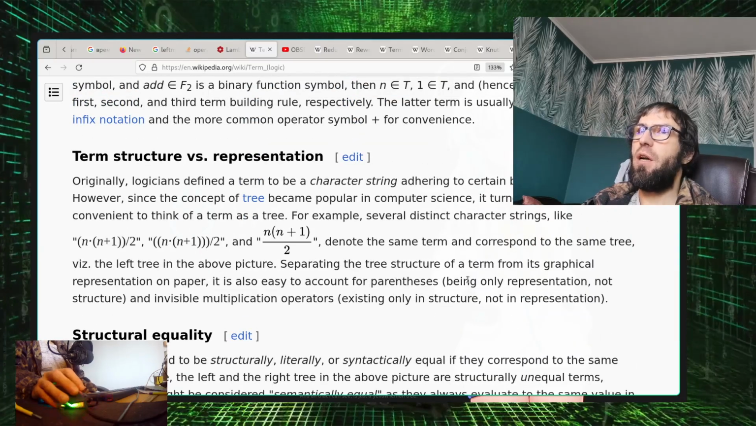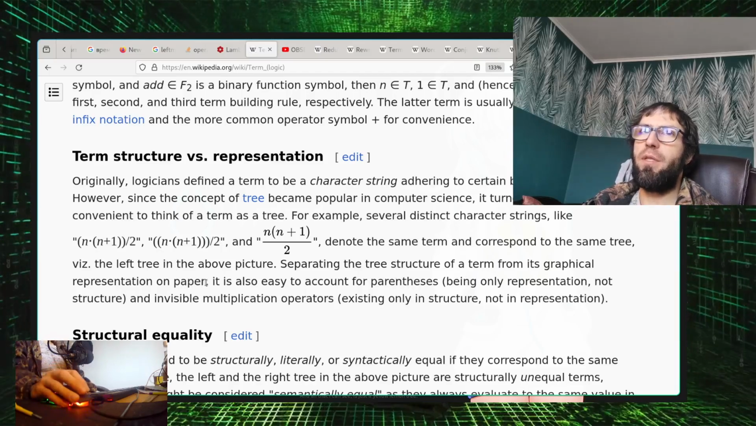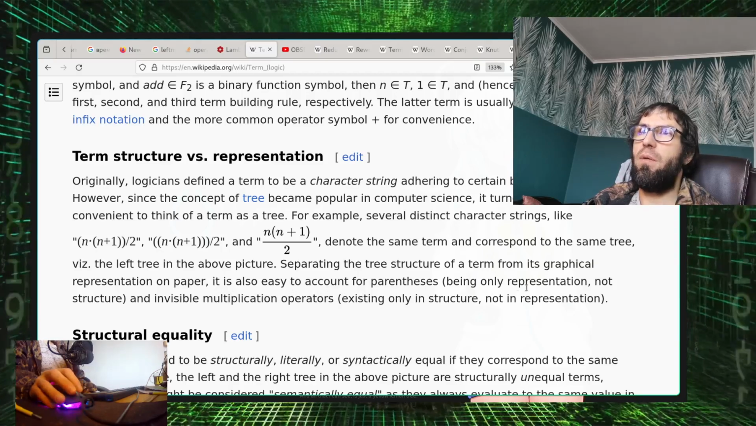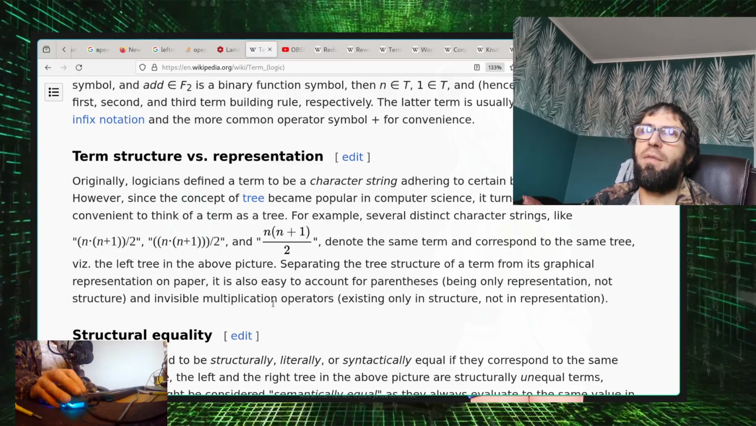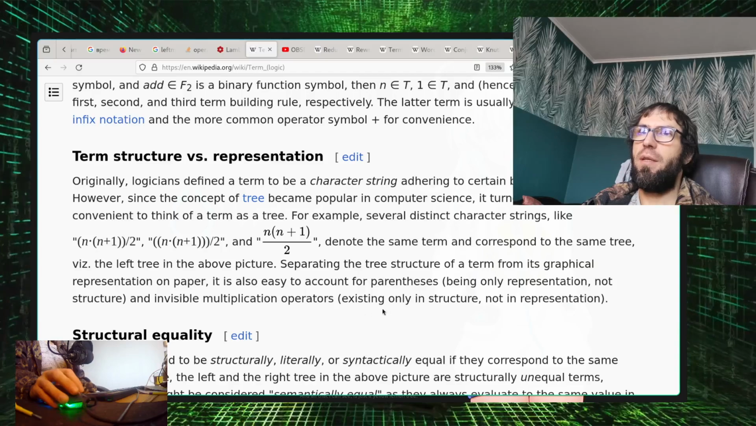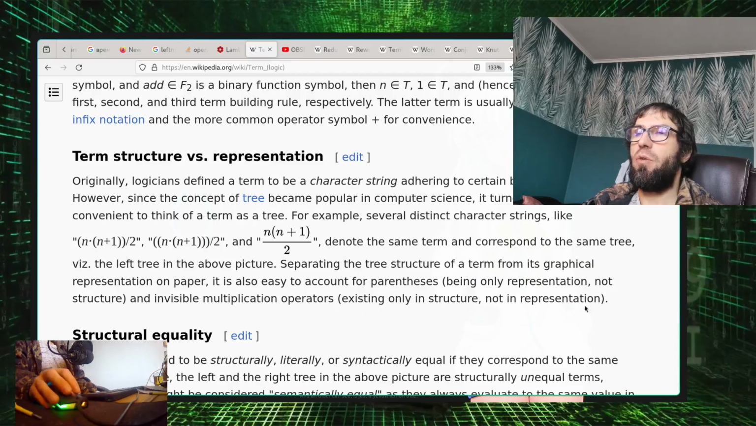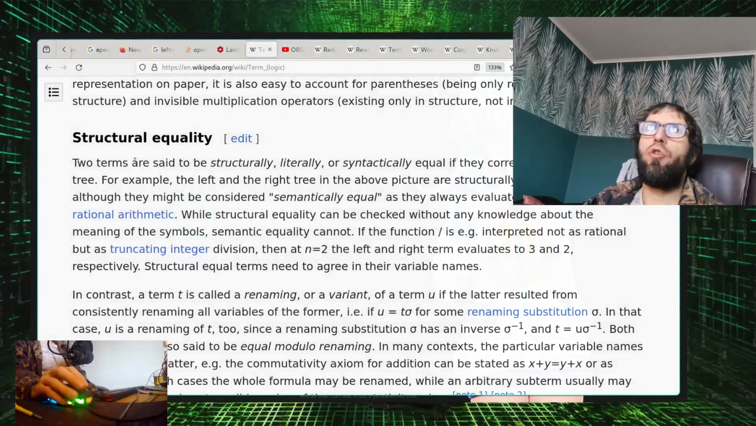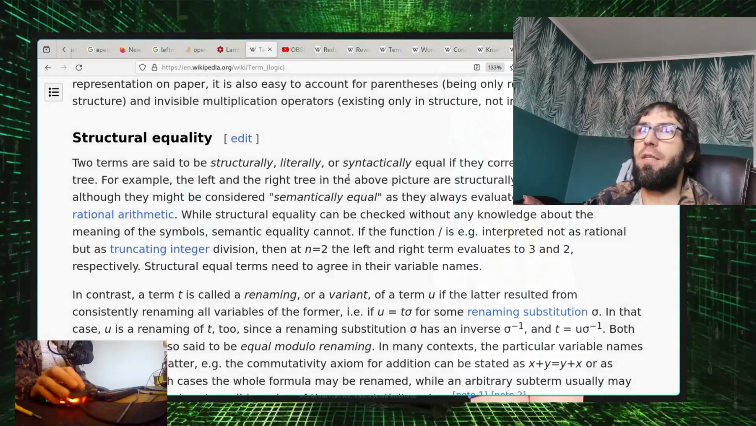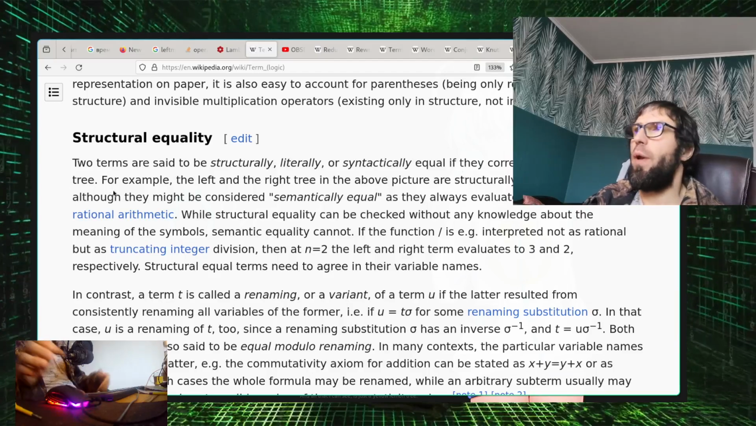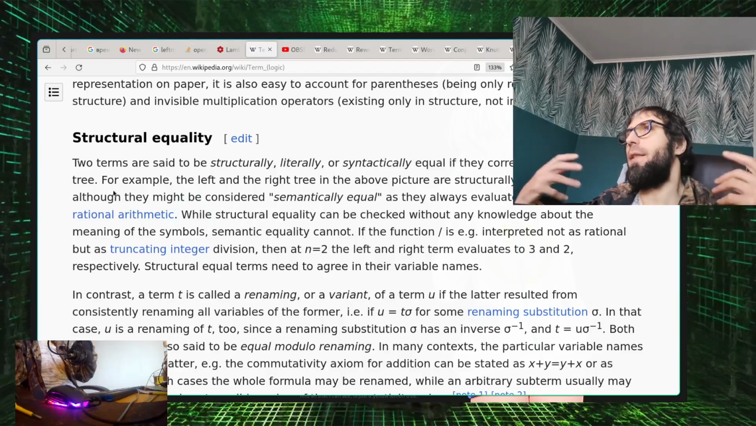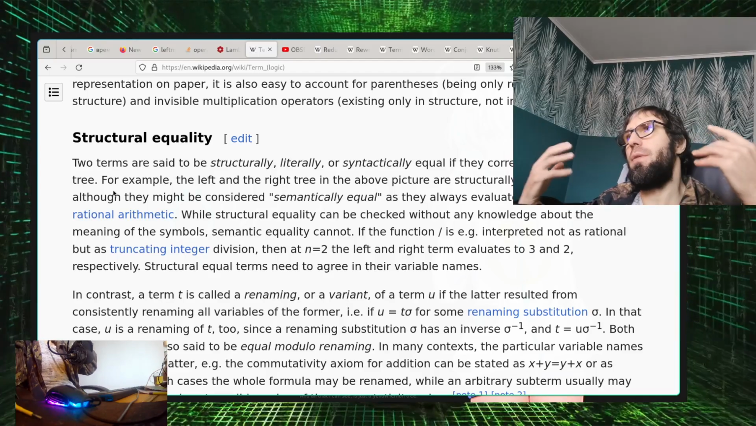Separating the tree structure of a term from its graphical representation on paper, it is also easy to account for parentheses being only representation, not structure, and invisible multiplication operators existing only in structure, not in representation. Two terms are said to be structurally, literally, or syntactically equal if they correspond to the same tree. So we can compare trees, and if they're equal, we can say that the terms which represent these trees are equal.